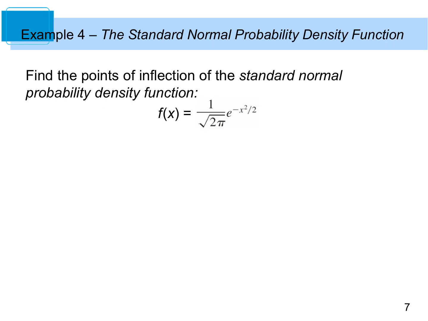So example 4 says find the points of inflection of the standard normal probability density function here. How would we find the points of inflection? We find the second derivative, and we find where our second derivative is equal to 0. That would give us the points of inflection.